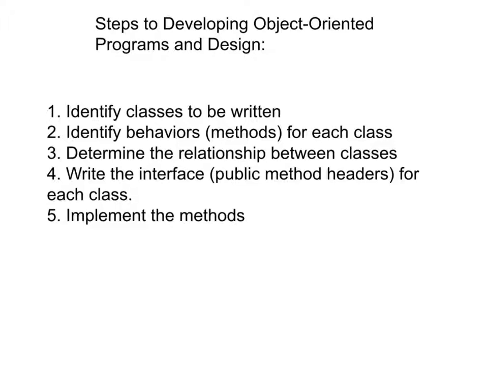Then you also have to identify the behaviors, which would be the methods for each class. So we can take a look at what each class is supposed to do, and there are some different things we can look at here to determine what the methods would be. We're going to determine the relationship between the classes, and I'll show you what is called a UML diagram there. Then you're going to write the interface and then implement the methods.